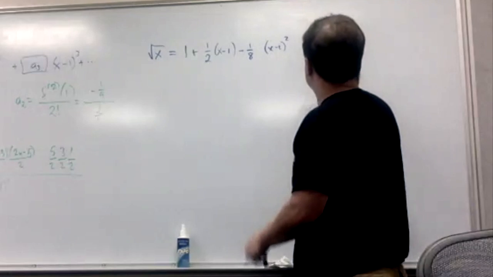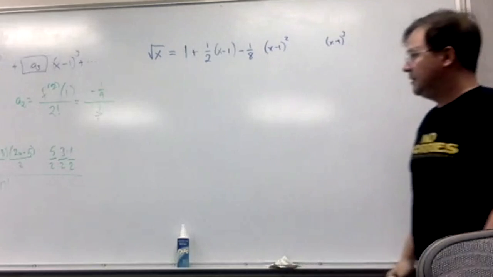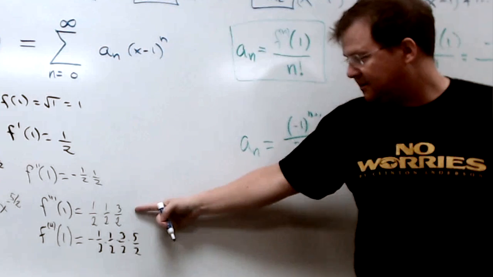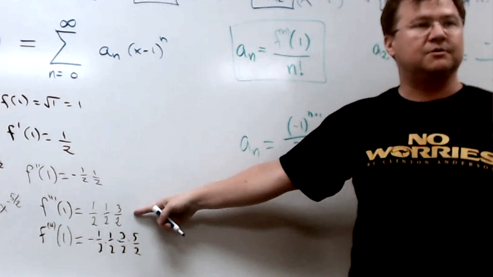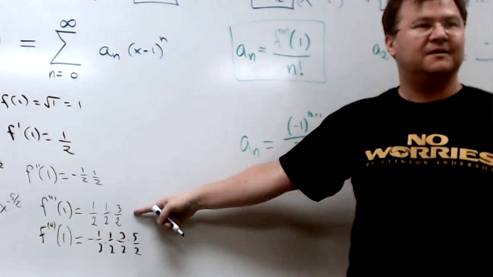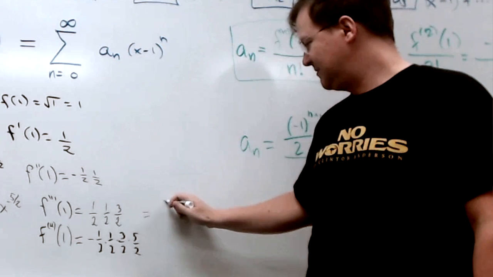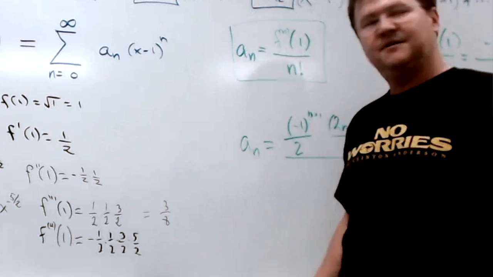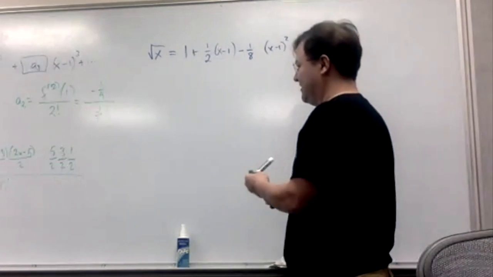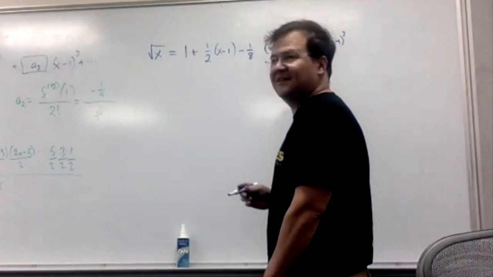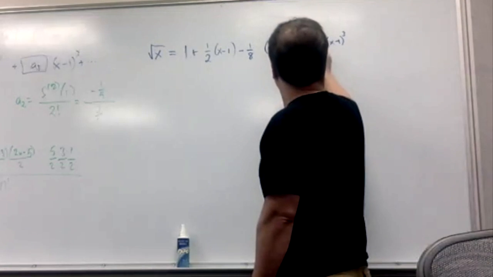So the next term is going to be attached to an x minus 1 cubed, which is coming from here, right? But it's going to be divided by 3 factorial. So that is a 2, 4, 6. All right, 3/8. Is this saying the numerator is divided by 3 factorial? Is that what you're saying?